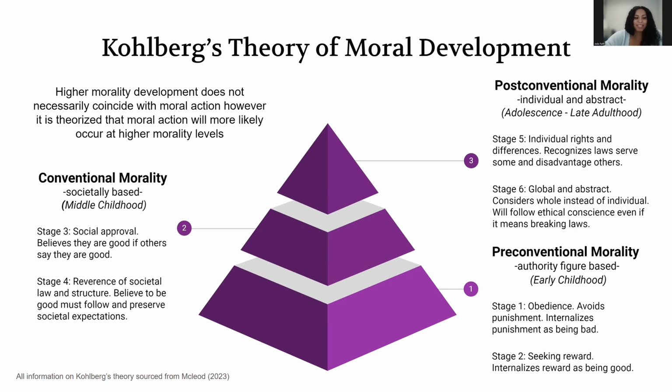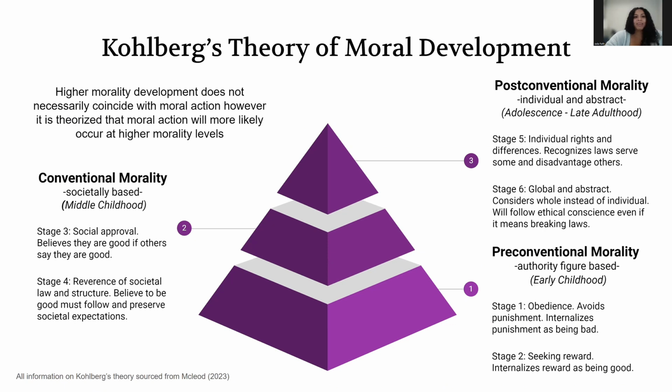Level 2 consists of stage 3 and 4. Stage 3 being social approval, believes they are good if others say they are good. Stage 4, reverence of societal law and structure, believed to be good must follow and preserve societal expectations. This is around middle childhood. And level 3, post-conventional morality, is stage 5 and 6. Stage 5 being individual rights and differences, recognizes laws serve some and disadvantage others. Stage 6, global and abstract, considers whole instead of individual, will follow ethical conscience even if it means breaking the laws. Not everyone will reach level 3, stage 5, and stage 6.